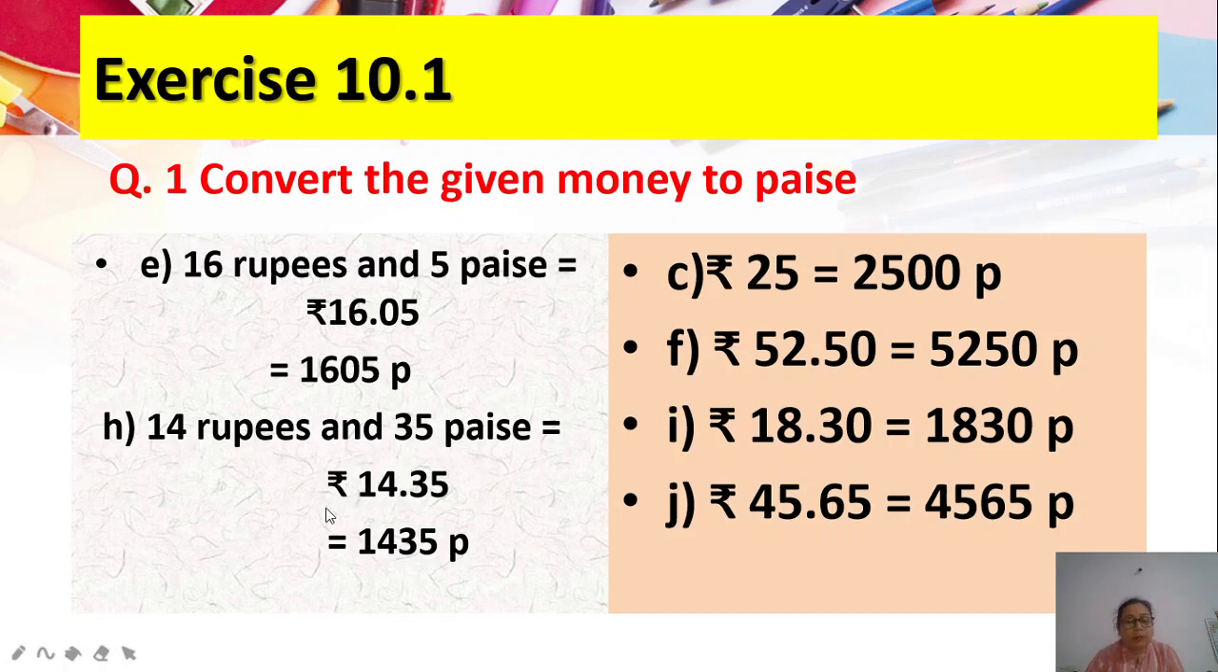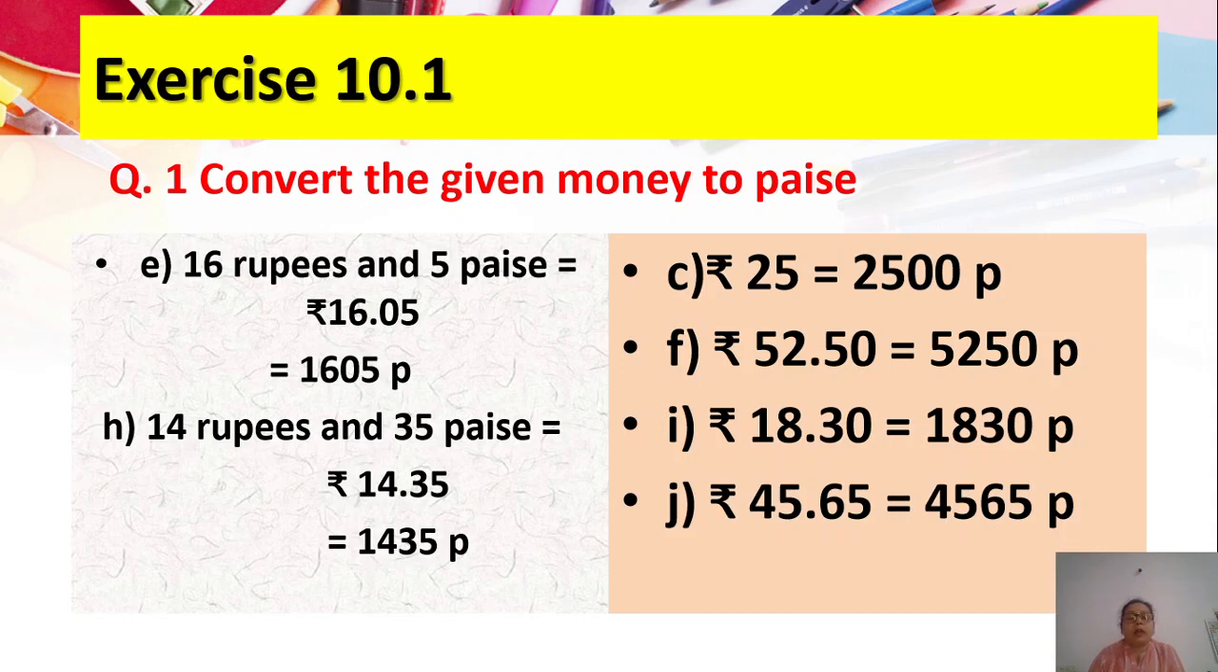Then the next example is 14 rupees and 35 paise. First step, we write using the symbol. It is rupees 14 and 35 paise. To write the paise we use a dot. Now to convert the money into paise, simply remove the symbol and remove the dot. So we have removed them here. So we got the answer. It is 1435 paise.